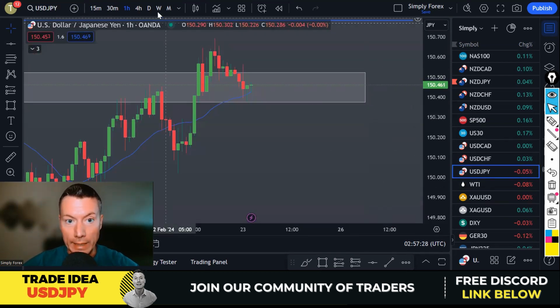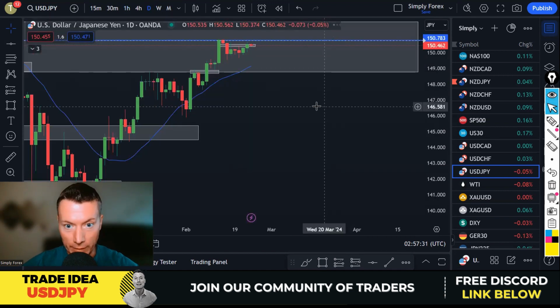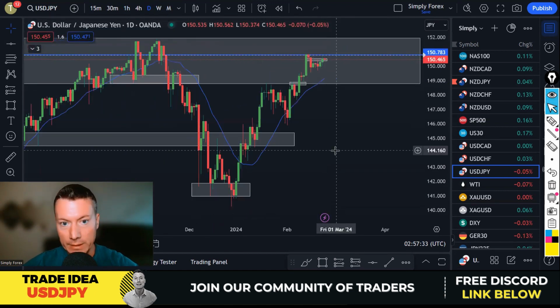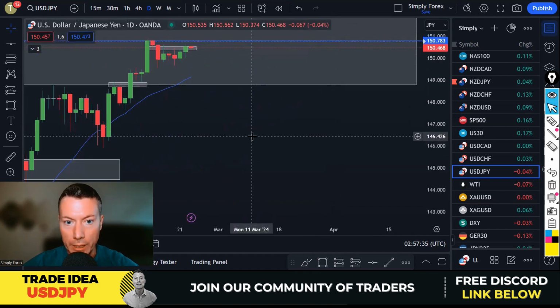And I've literally just entered a trade, guys, and put this on the VIP Discord. Now, this doesn't have much more room to go, but there's enough pips in there.